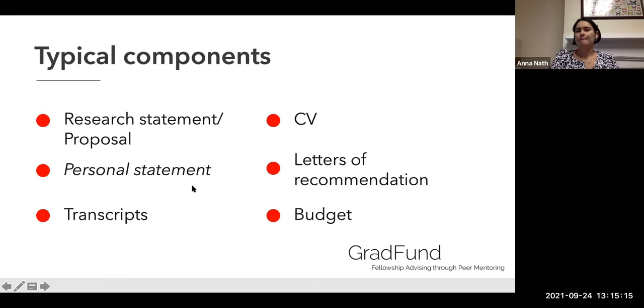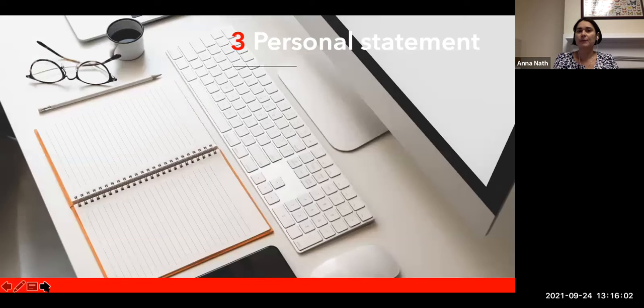So the application. The typical components will have a research statement or a proposal, whichever way it's named, but this is basically a statement about your research project. It will have a personal statement. It might be called something else. Again, it could be wrapped into a bigger essay question, but there's always some component of a personal statement in the application. Transcripts, of course, a CV, letters of recommendation, and you could be asked for a budget. Again, not everybody does it, but a lot of fellowships will ask you for a budget. So these are typical components. Of course, today we're talking about the personal statement.